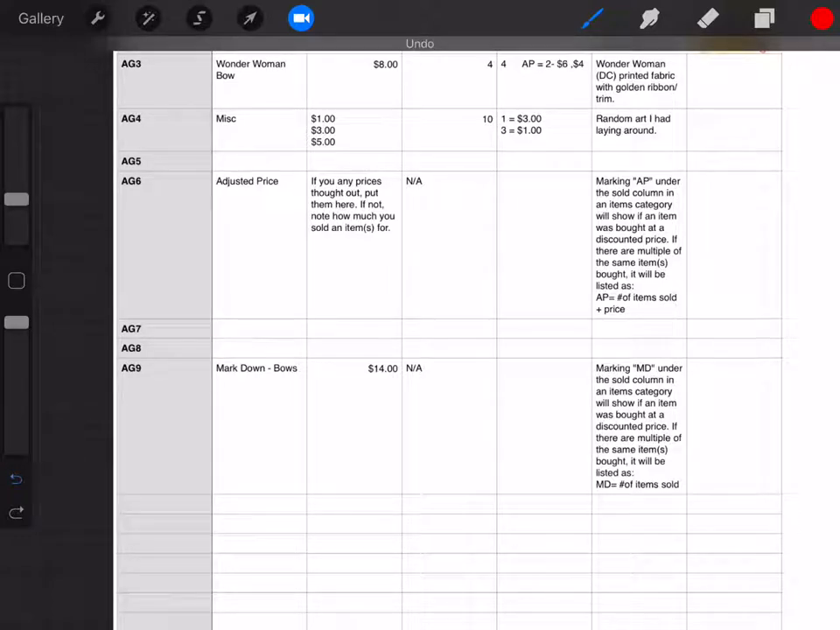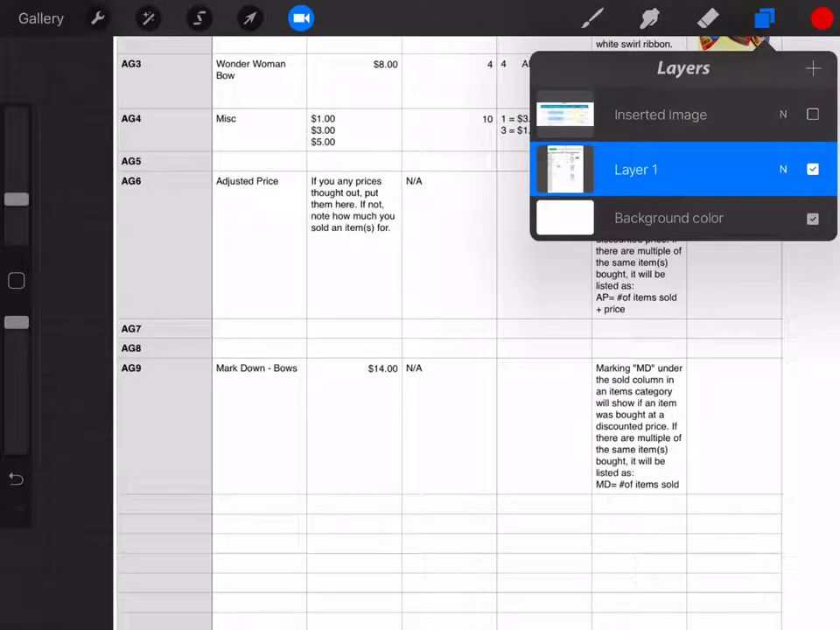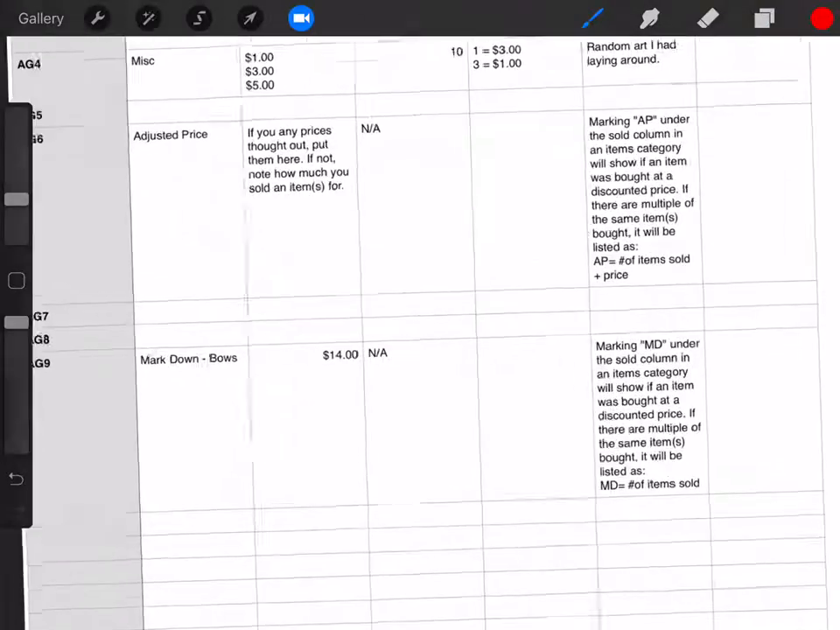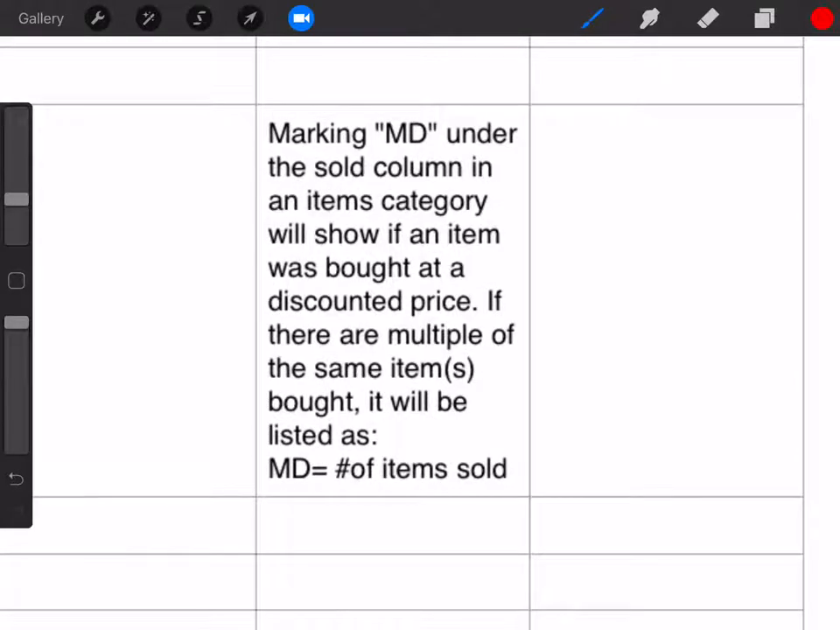Alrighty, and again, I said descriptions are really important because we want to make sure that when we're communicating with our cashiers, they understand what's going on as well. So just briefly, if you haven't seen it, my description for this section for my quote-unquote item is: marking MD under a sold column in an items category will show if an item was bought at a discounted price. If there are multiple of the same item or items bought, it will be listed as shown.